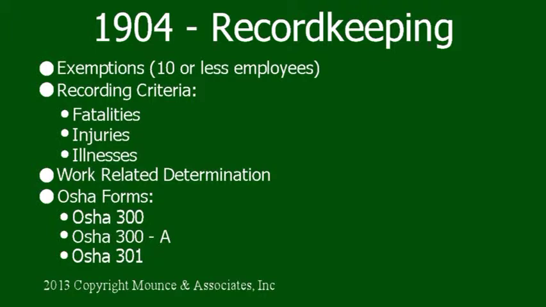There is recording criteria for fatalities, injuries, and illnesses. The general recording criteria is that an incident must result in death, days away from work, restricted work or job transfer, medical treatment beyond first aid, loss of consciousness, or a significant injury or illness diagnosed by a licensed physician or healthcare professional. You must also consider whether the incident is work-related or not.